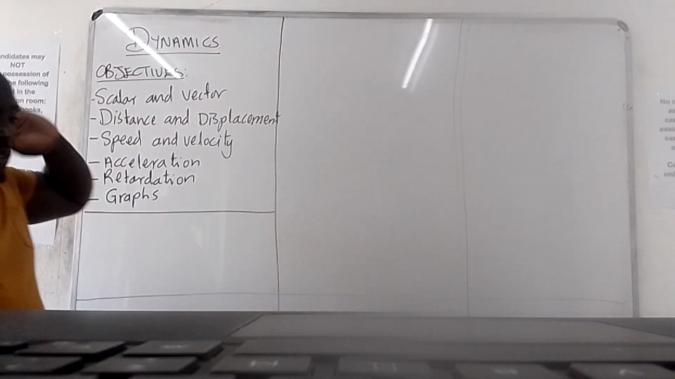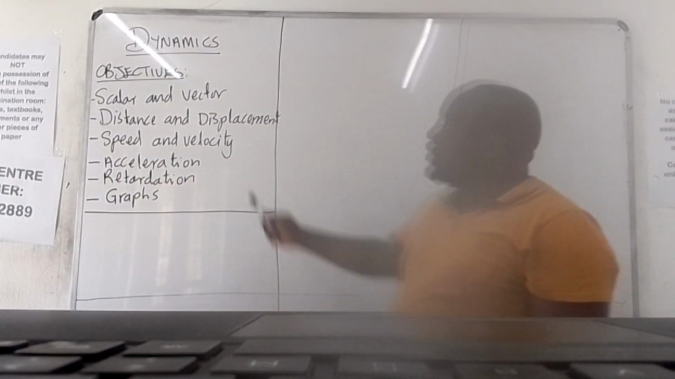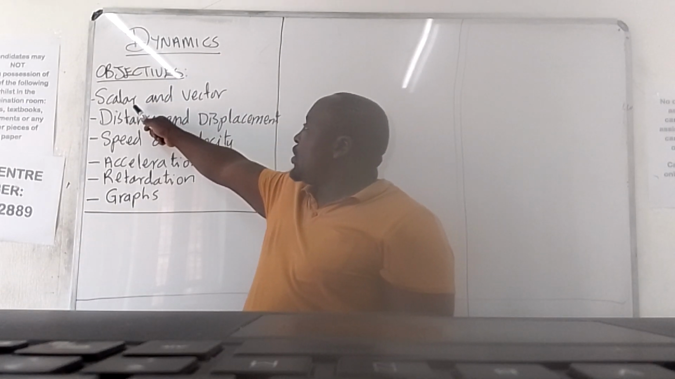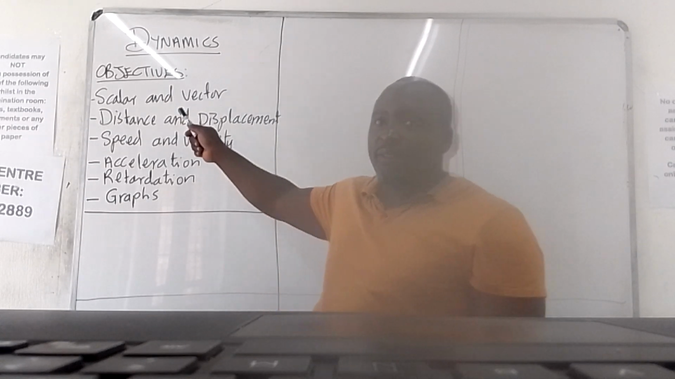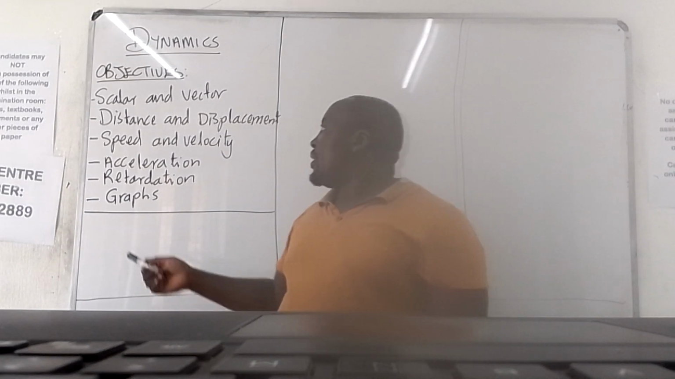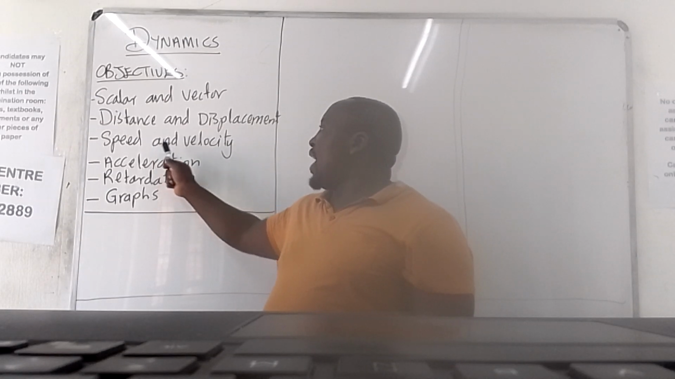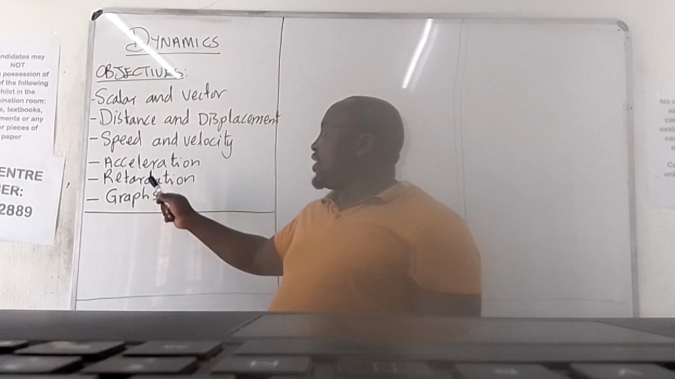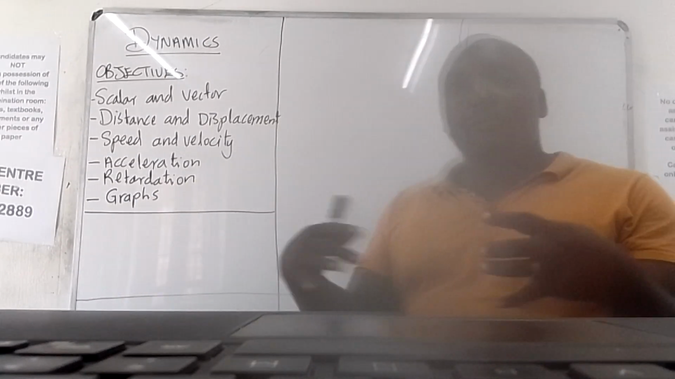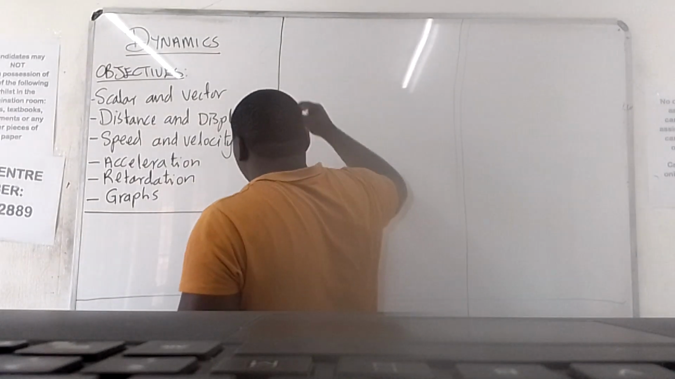So we are going to start with module 1, which is dynamics. On dynamics, we have these objectives to look at: scalar and vector. We need to be able to differentiate what is scalar and what is vector. Then we come to distance and displacement, then speed and velocity, then acceleration and retardation, then graphs. Some of the other stuff we'll fuse in as we discuss.